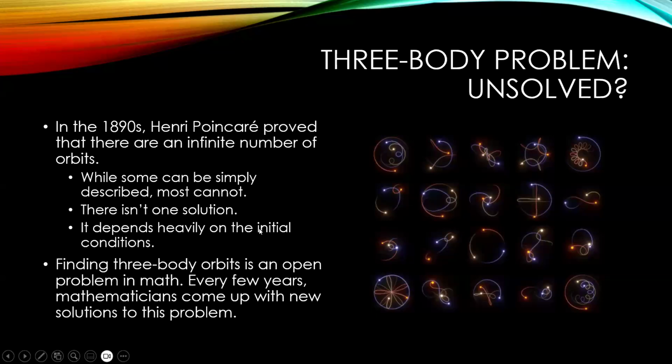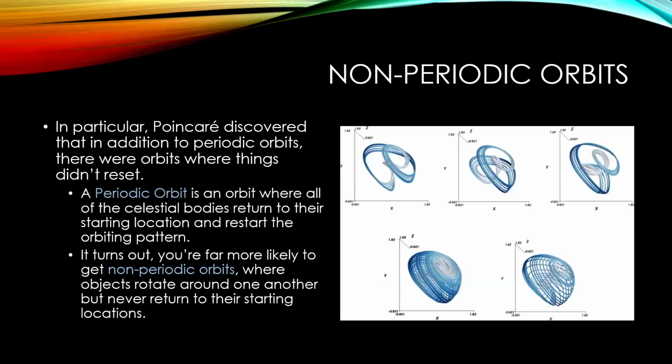And so what is the mass of these bodies? Where are they originally located? Is there any initial movement going on? Finding three-body orbits is an open problem in math, and every few years, mathematicians come up with new solutions to this problem. Over here to the right, you can see just a few examples, and hopefully you can tell they are all very, very different. That's the challenge with the three-body problem.